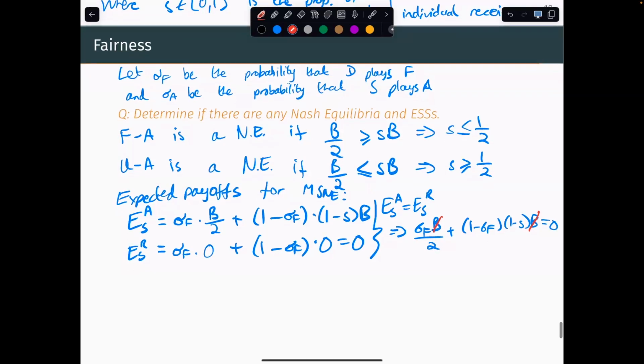So this has to equal 0, but this is only going to equal 0. Remember, sigma f is a probability and s is a proportion, so they're both between 0 and 1, inclusive. This first term here is always going to be greater than or equal to 0. Likewise here, this is always greater than or equal to 0. So this whole sum is only going to be equal to 0 if sigma f is equal to 0 and s is equal to 1.